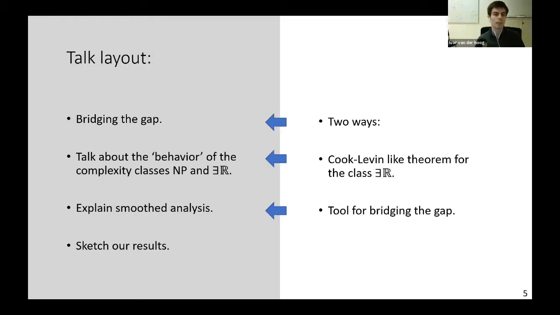Now, we try to bridge this gap, and we do it intuitively in two ways. First, I'm going to talk about the behavior of these two complexity classes, and we're going to reason about a Cook-Levin-esque theorem. Then I will explain smoothed analysis, which will be our main tool for trying to bridge this gap, and then I can state one of our theorems.